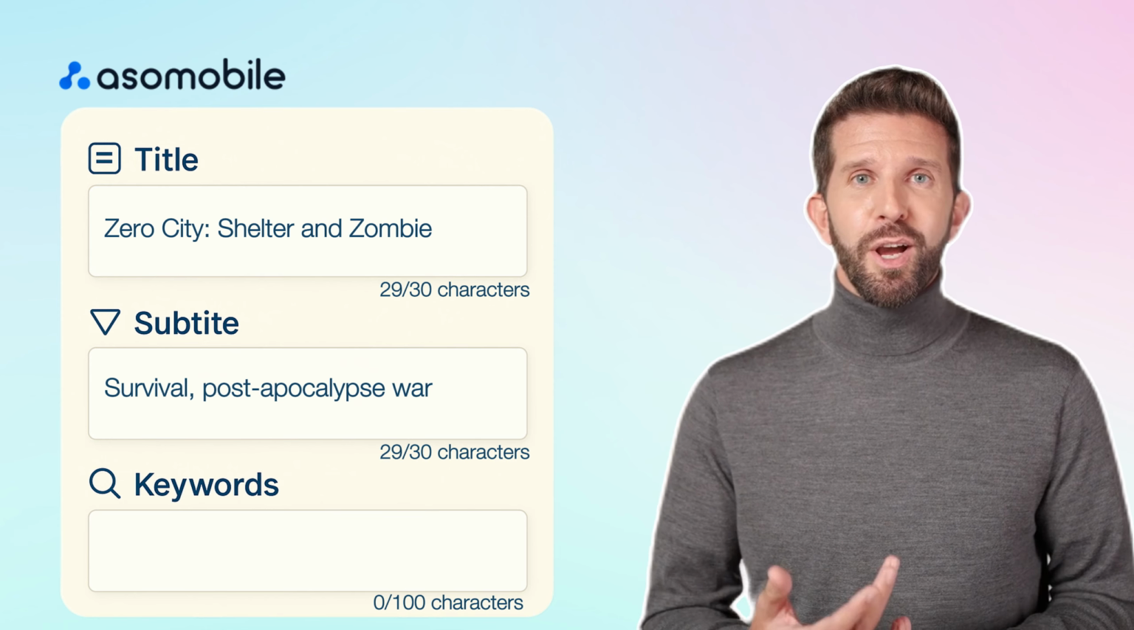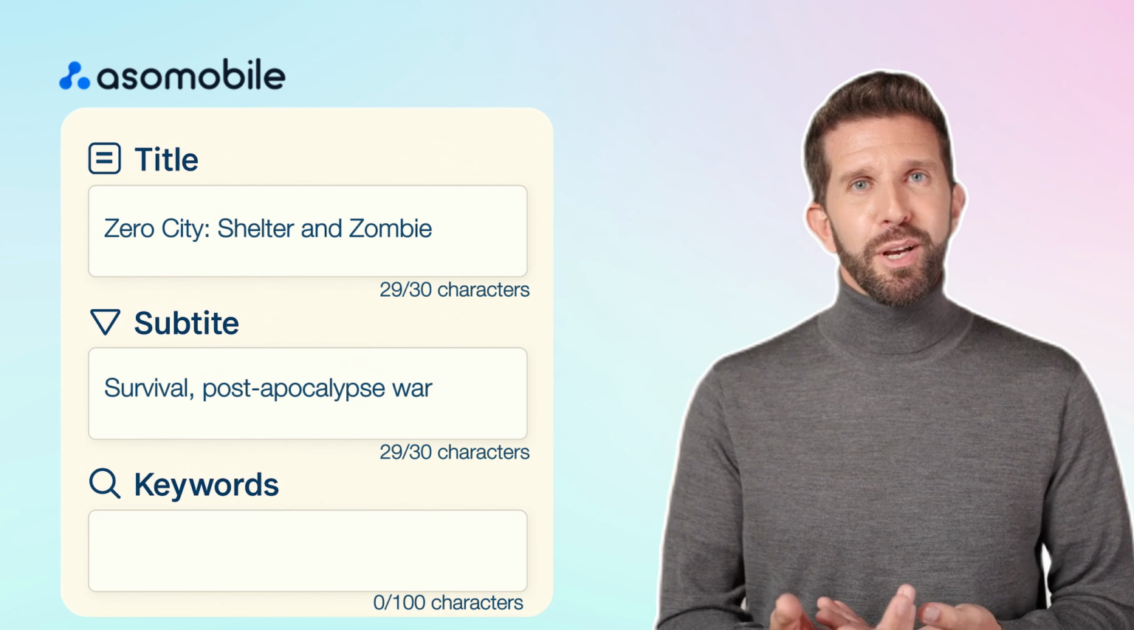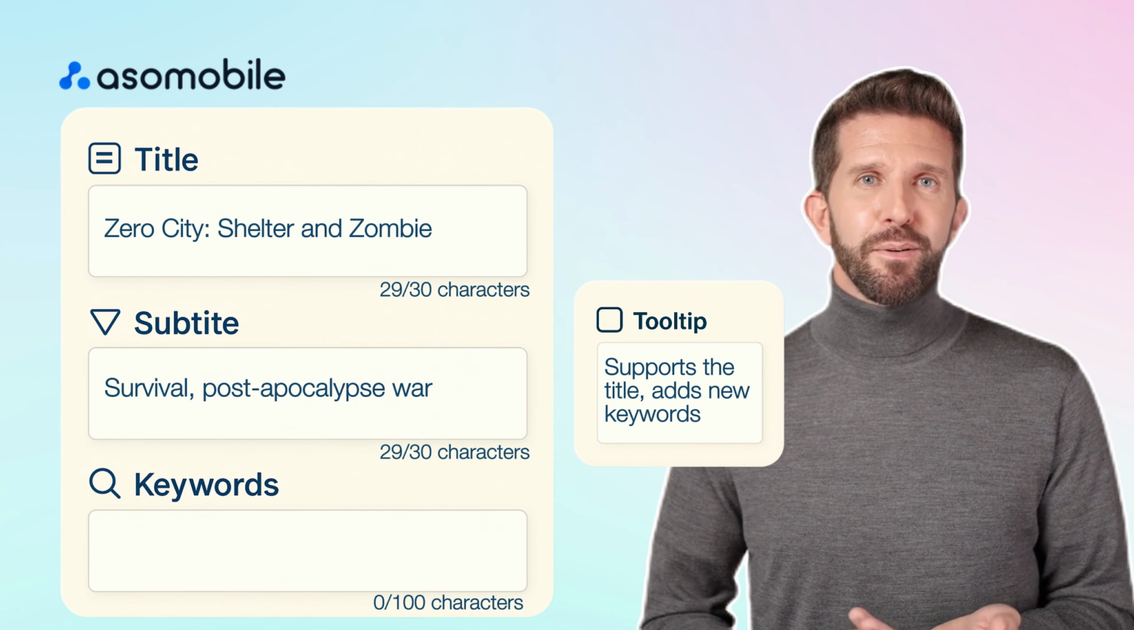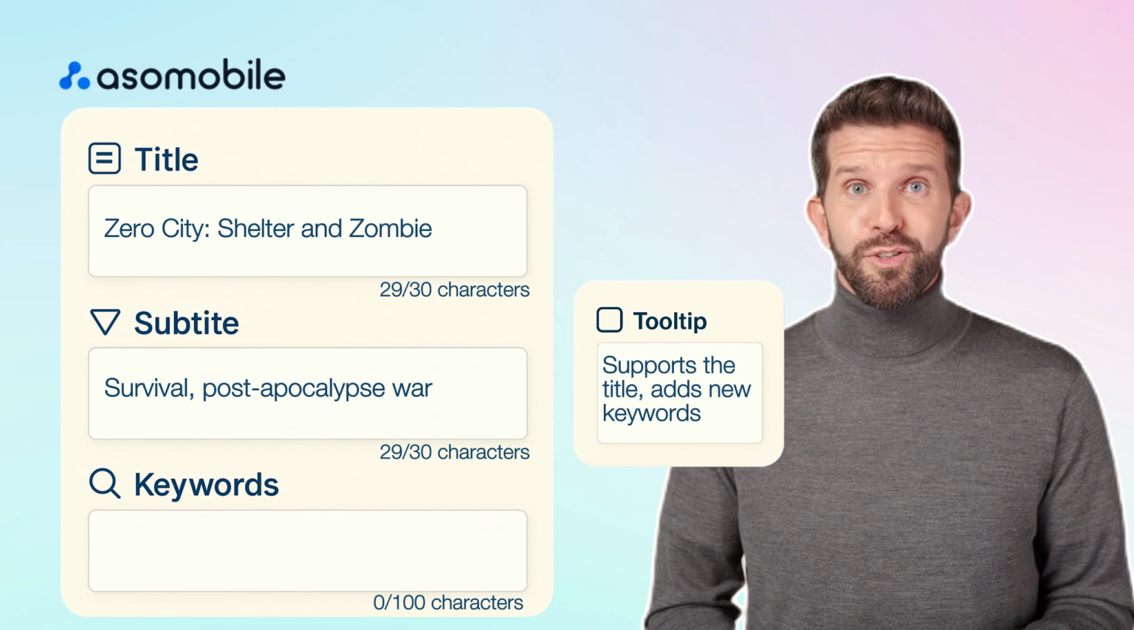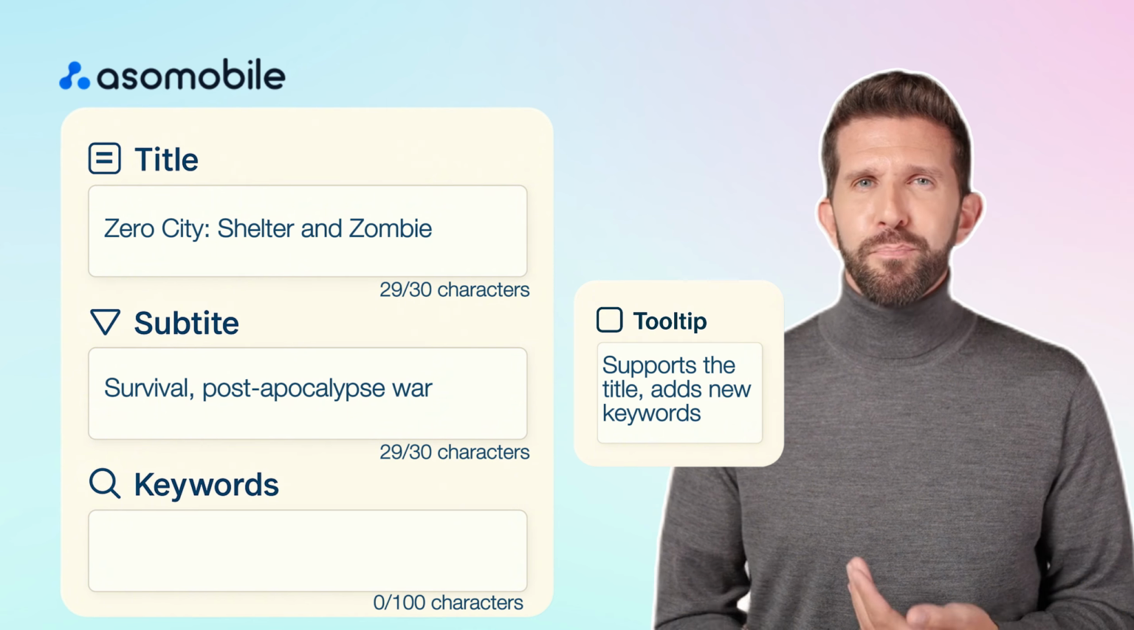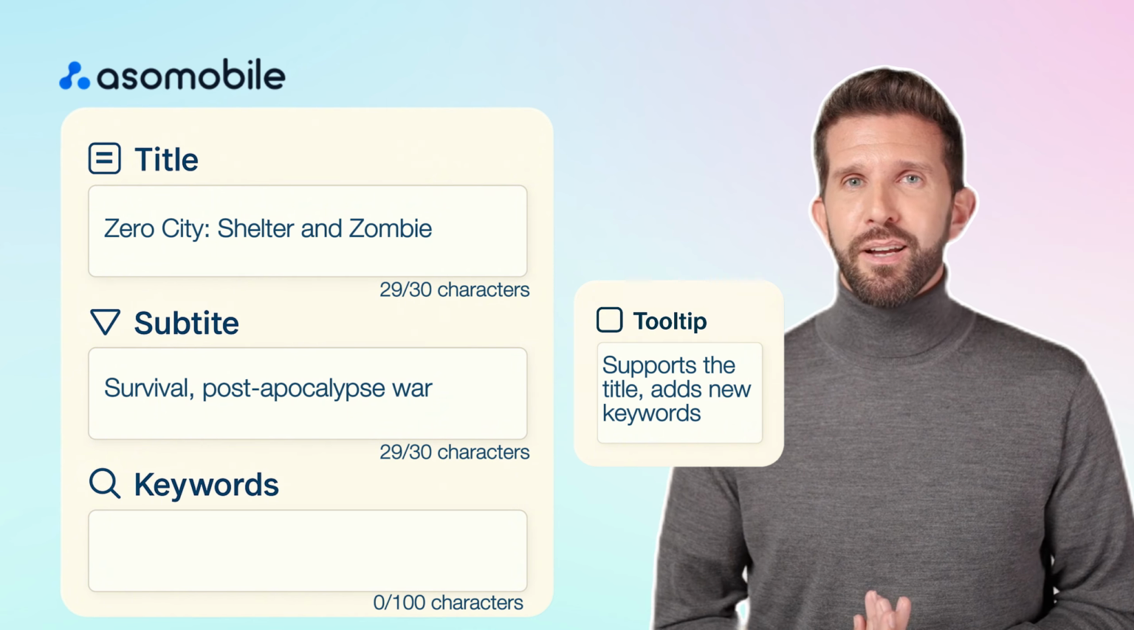Subtitle continues the context. It should support the game's title and describe the genre or setting. This field is also indexed, so use it to add more keywords. But do not repeat what's already in the title.